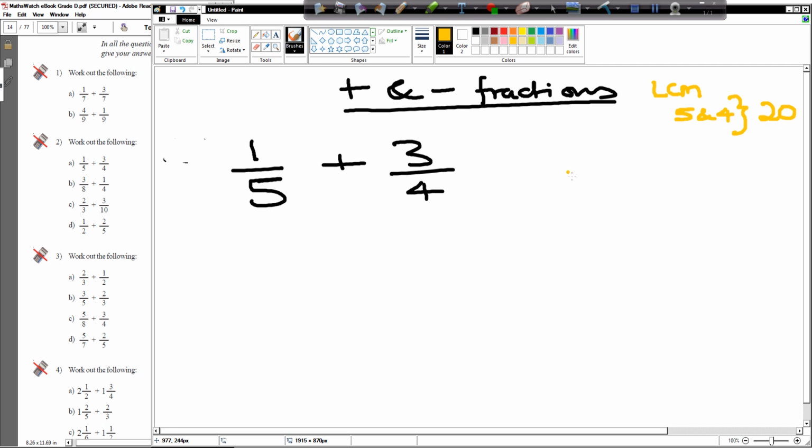And the way I teach, the easier way of doing that is what we do to make the 5 and the 4 into the same number. We get the 4 and we multiply it by the 5. We get the 5 and we multiply by 4. So you multiply each denominator by the opposite denominator.